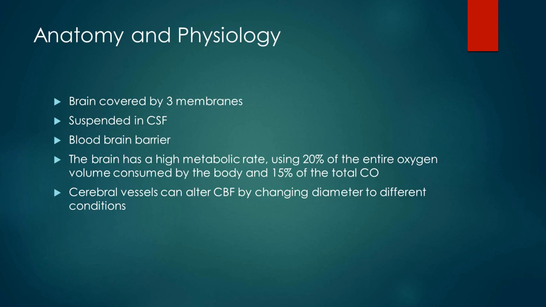The brain does have a high metabolic rate, using approximately 20% of the entire oxygen volume consumed by the blood and 15% of the total cardiac output. Trauma can disrupt the blood-brain barrier, can cause cerebral edema, can cause infection, it can cause a lot of bad things. Cerebral vessels can be altered by changing diameter in response to different conditions.